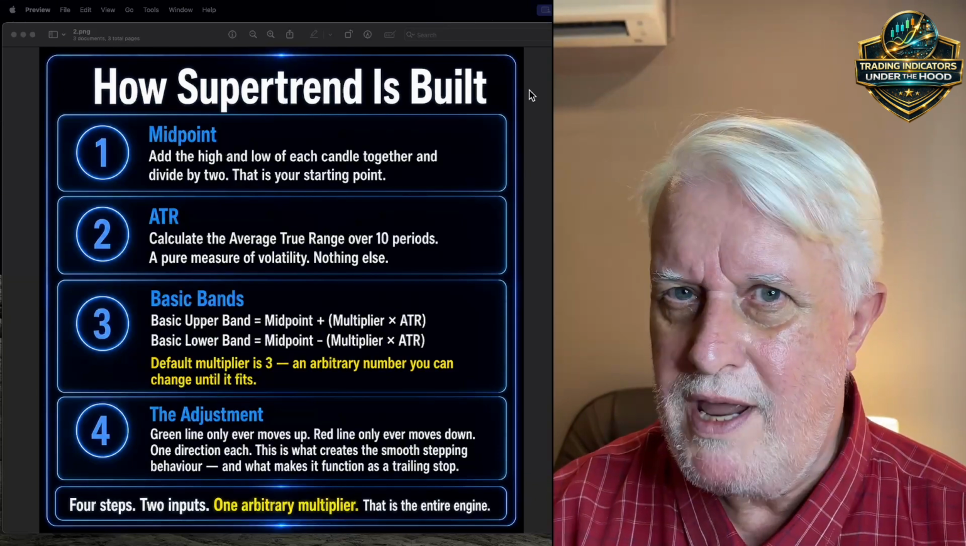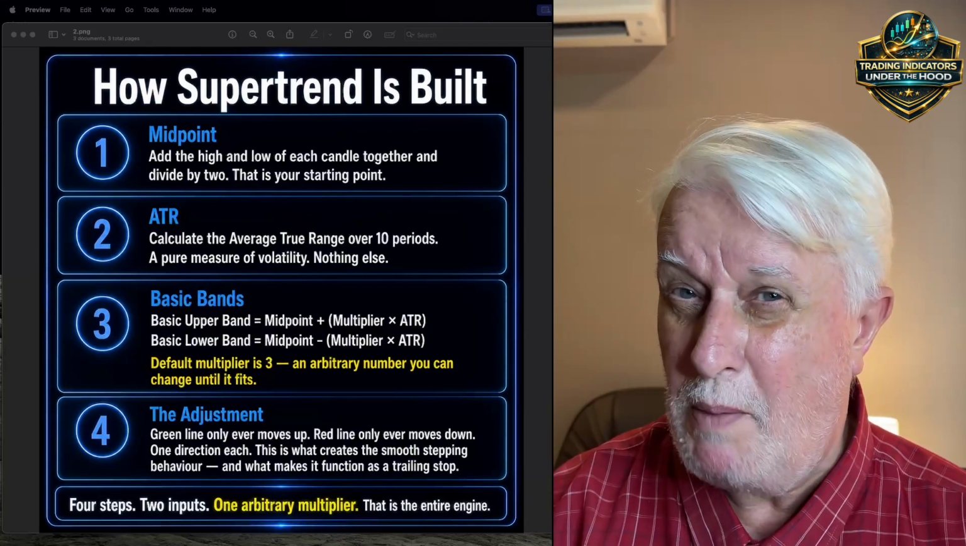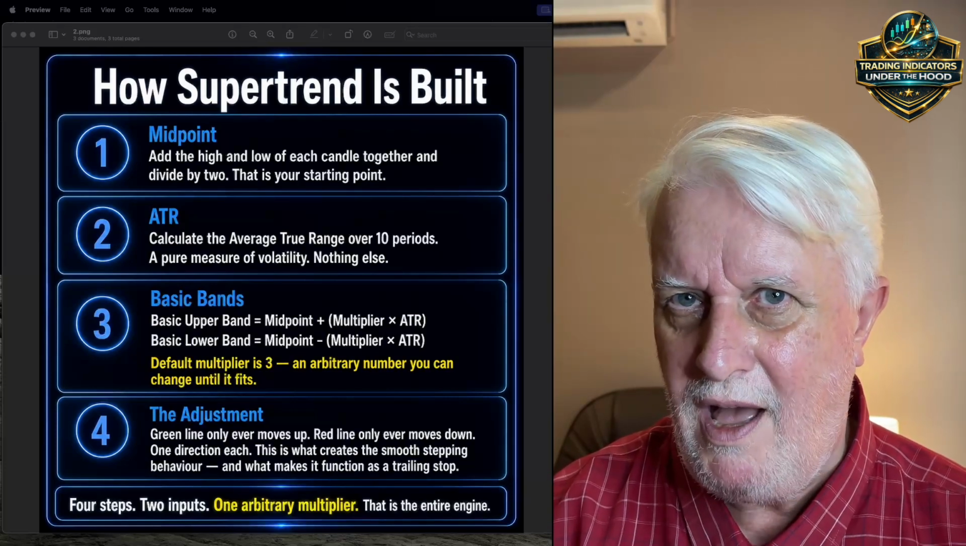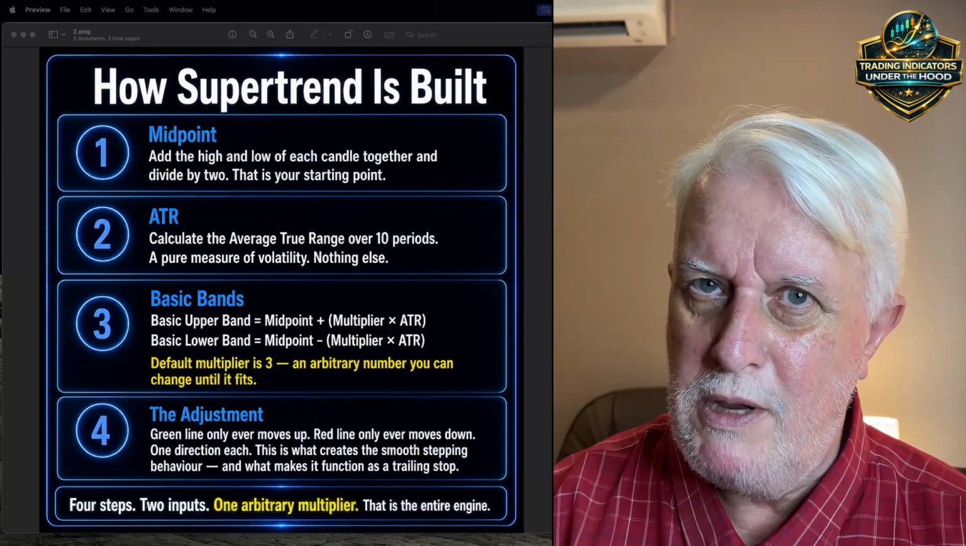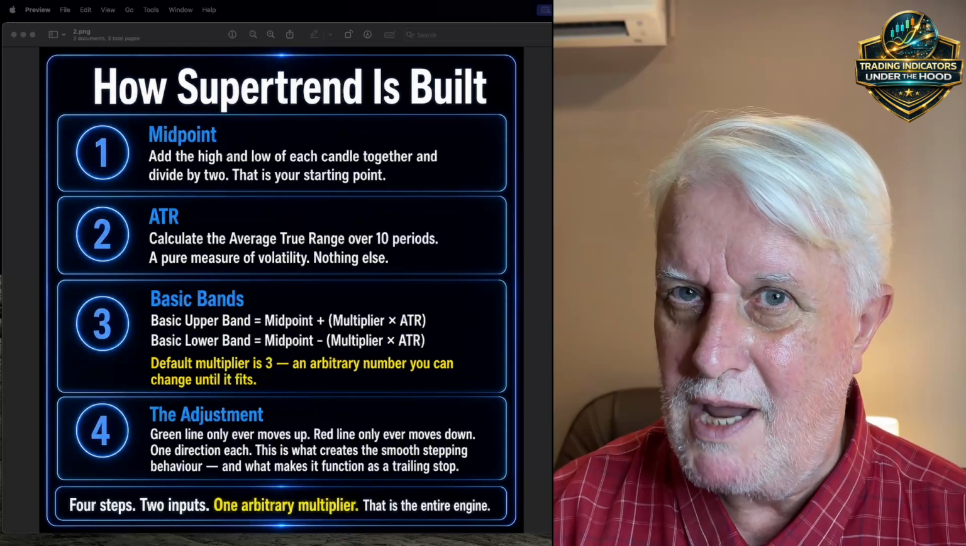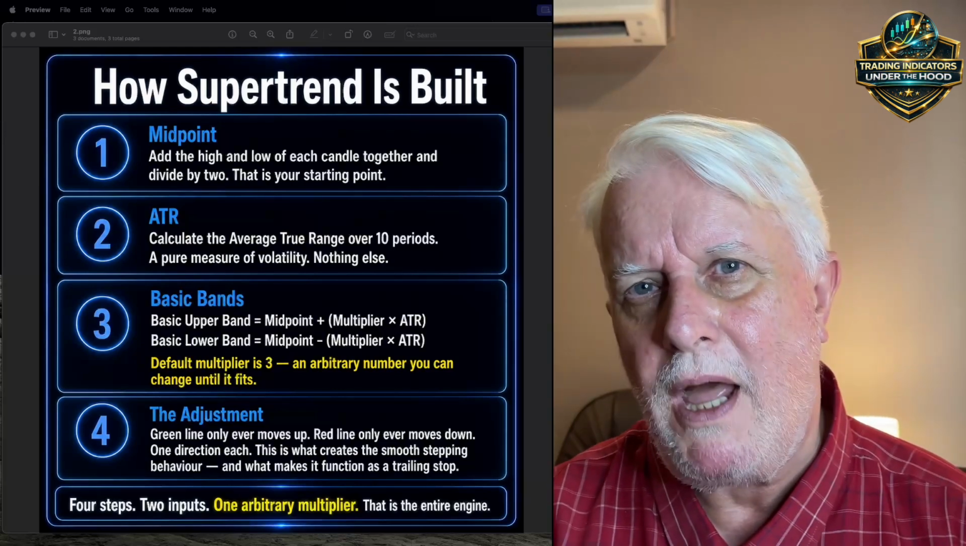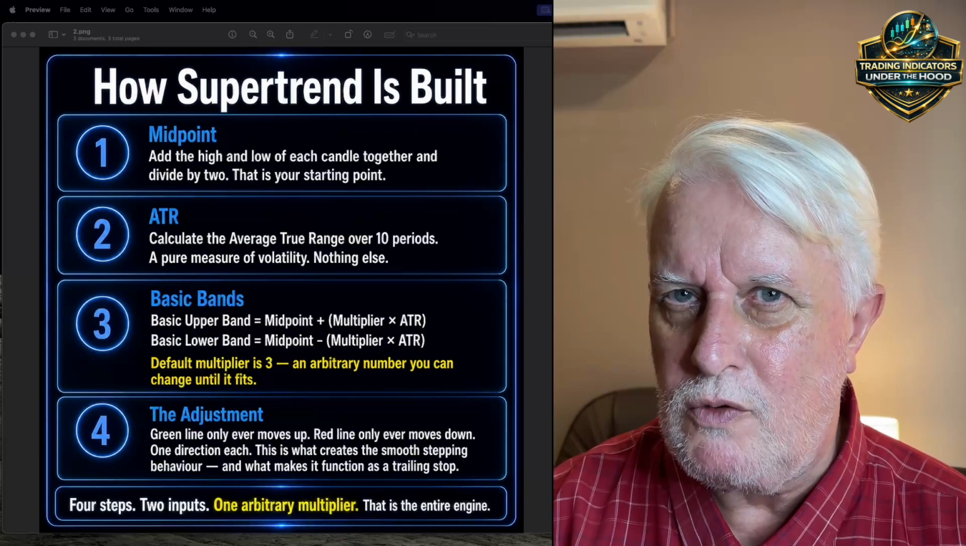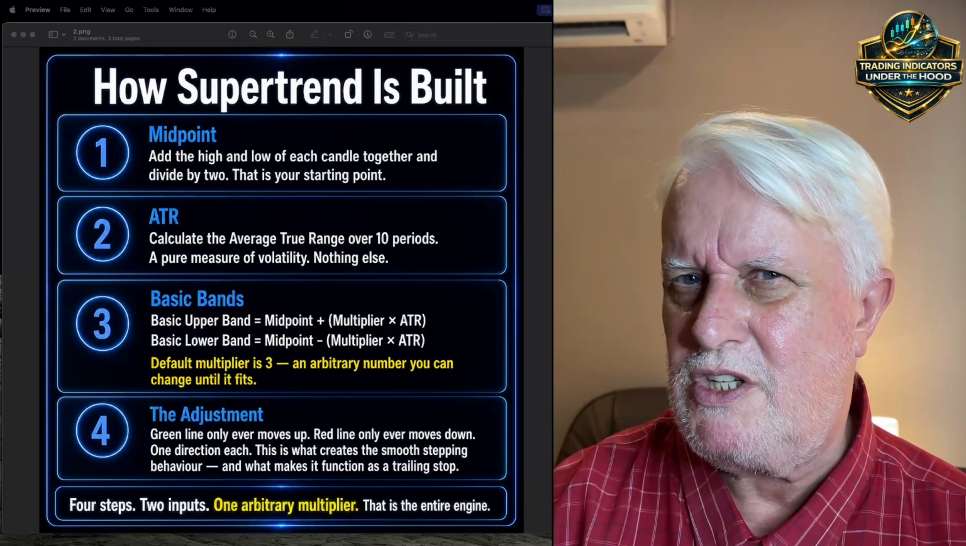Step 3, create the basic bands. Basic upper band equals midpoint plus multiplier times ATR. The basic lower band equals midpoint minus multiplier times ATR. And the default multiplier is 3. Step 4, adjust the bands based on prior values. This is a step most explanations skip, actually.